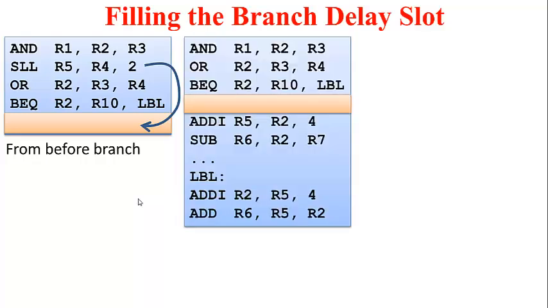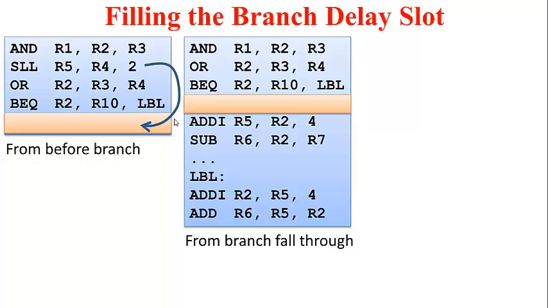The first possibility is to fill the branch delay slot from the branch fall through. That is, the block of code which corresponds to the branch not taken case. Now look at this example and see which of the instructions from the branch fall through can be used to fill the branch delay slot.